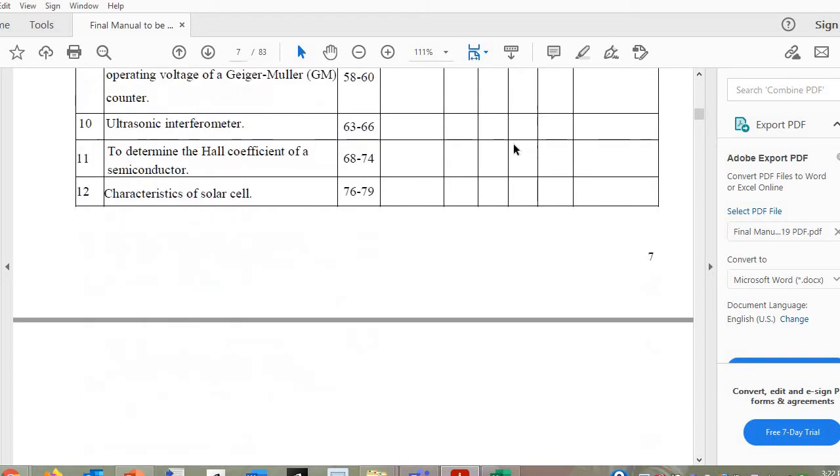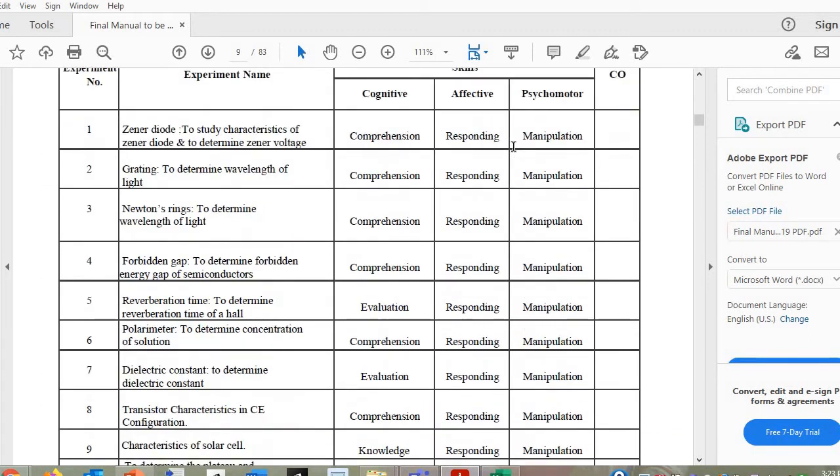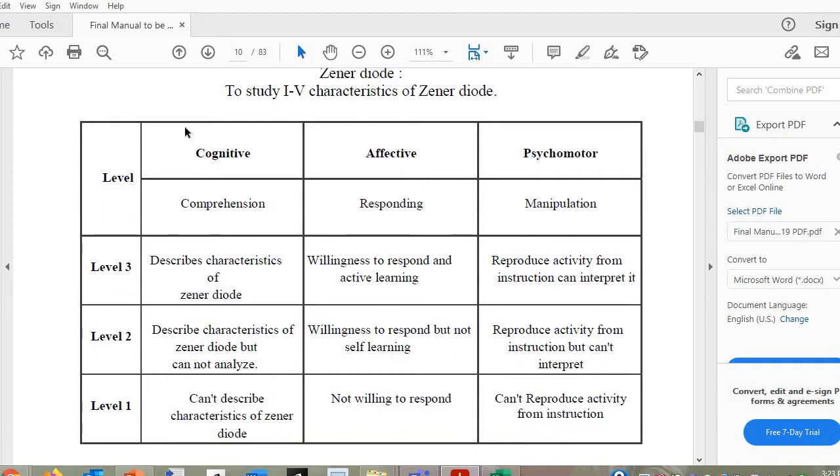Okay, so how to achieve those viva related marks? For that, for each and every practical, you will see such a table. If you can see on the screen, a table is provided which is related to the first practical, that is the Zener diode, to study the IV characteristics of Zener diode. Okay, in that you can see that levels are provided.